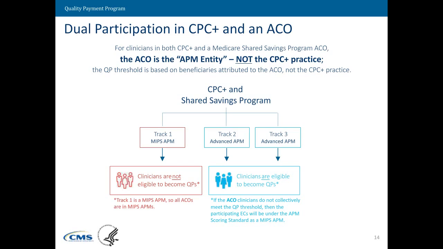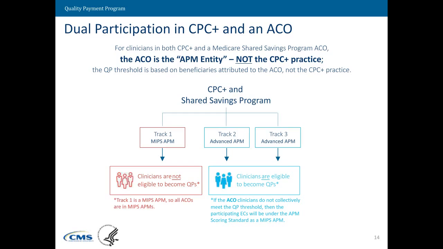For CPC Plus practices that are also participating in the Shared Savings Program ACO tracks 2 or 3, the ACO is the APM entity, and the participants are eligible to become qualifying participants because SSP tracks 2 and 3 are considered to be advanced APMs. If the ACO clinicians do not collectively meet the QP or qualifying participant threshold, then the participating eligible clinicians will be scored under the APM scoring standard as a MIPS APM.